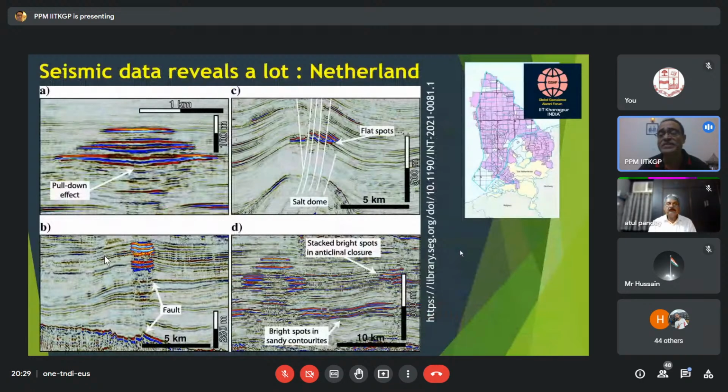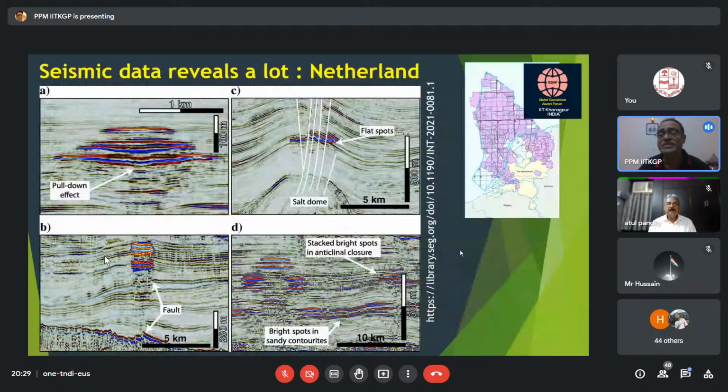Now, here on picture number C, you can see some of the flat spots, and you can see the salt dome. So these are very clear here, and similarly you can see some of the bright sand packs and some of the anticlinal closure. This anticlinal closure is not very clear in the slide, but you can really identify some of the patches which are very strongly indicative. So the seismic gives you so much information.